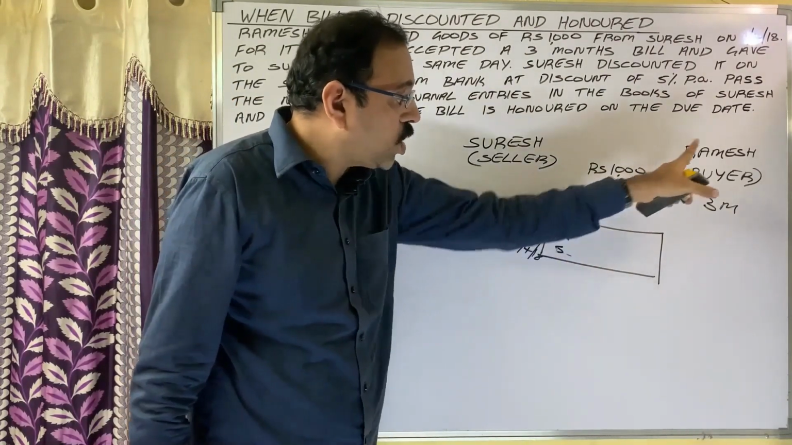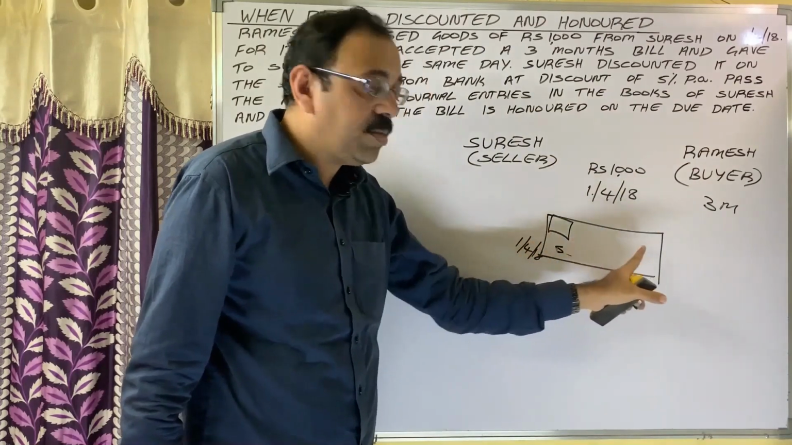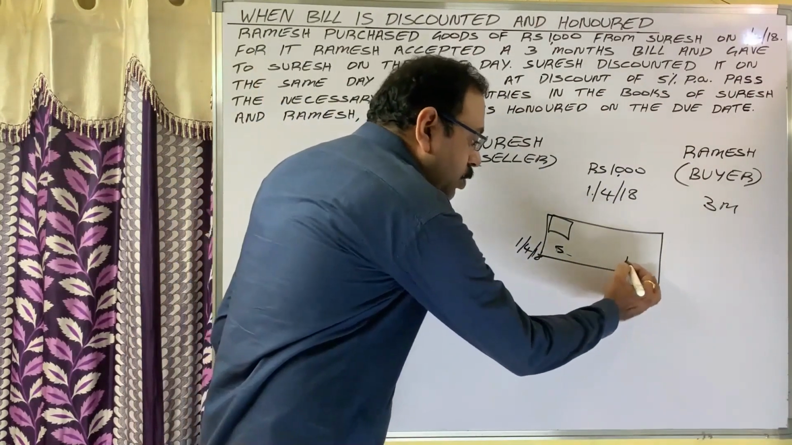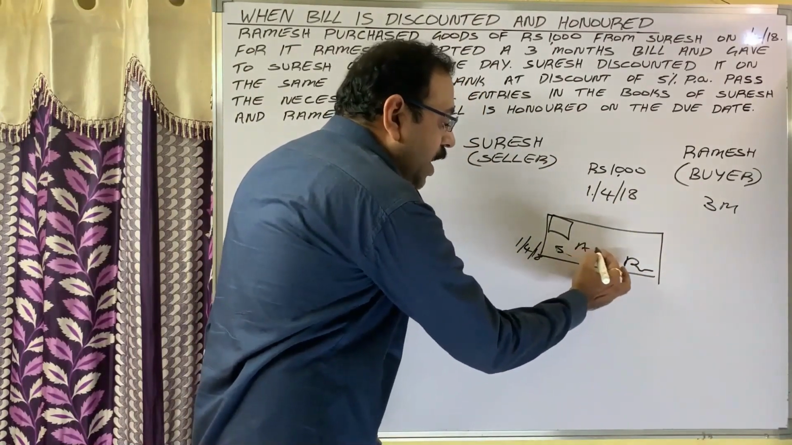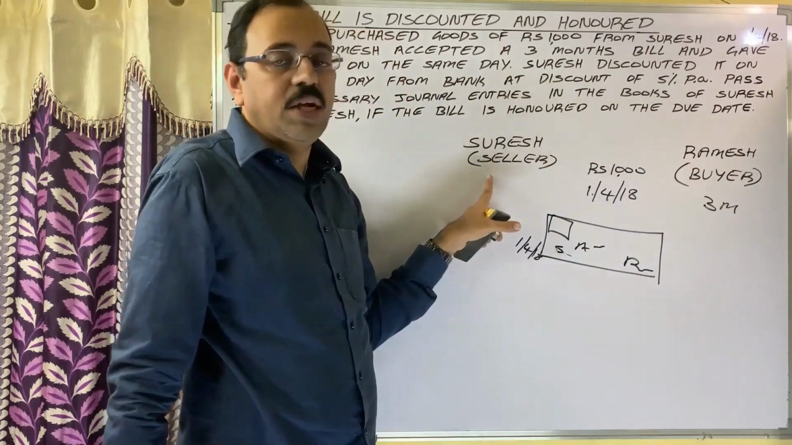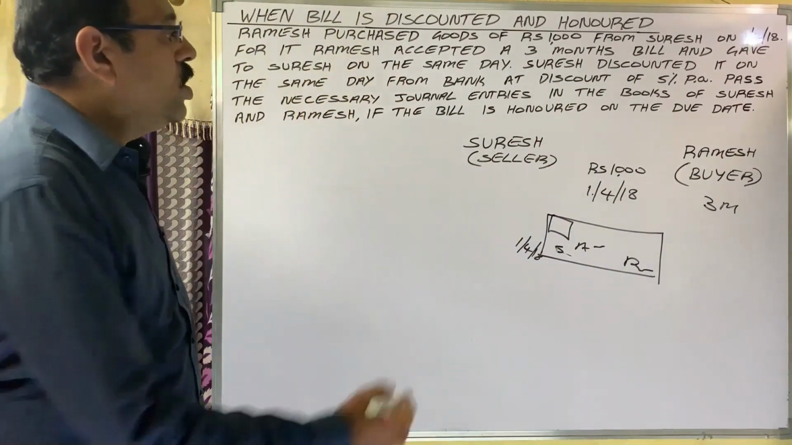He presents this document to the buyer. Then the buyer goes through this information. If it is acceptable to him, he puts his signature and writes the word accepted. He returns that bill to Suresh. Okay, that is what happened. Now see the continuation.